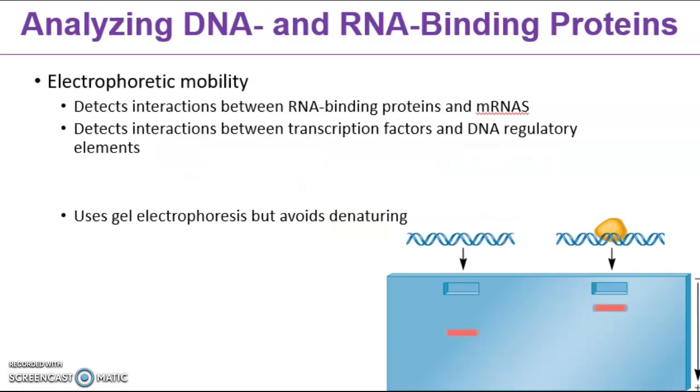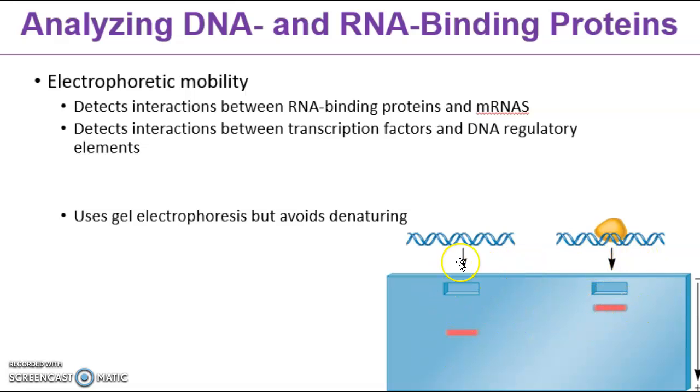And then the last one that we're going to talk about in this chapter is allowing us to look at binding, so DNA and RNA binding to things. So this is the electrophoretic mobility shift assay. This allows you to detect proteins that are bound to RNA, or transcription factors or proteins that are bound to DNA. And this is used in gel electrophoresis, but you're not going to denature here because you need that sequence intact. And you're going to run it on a gel, and you're looking for that shift.